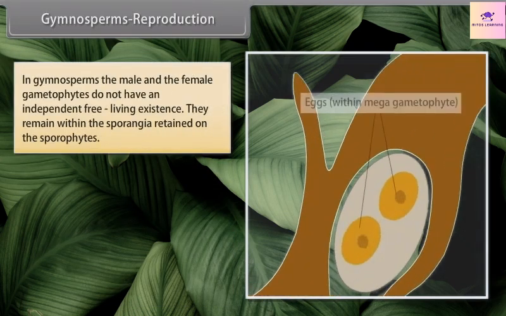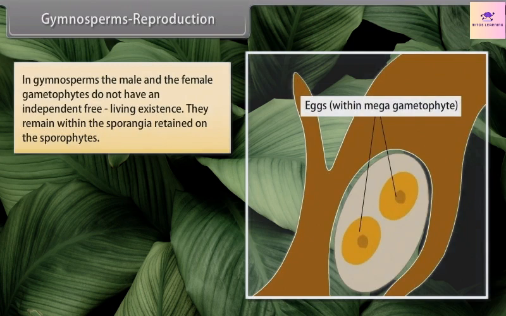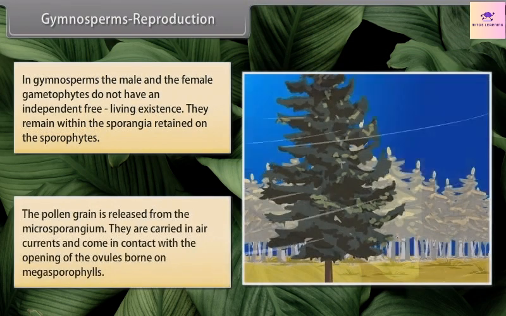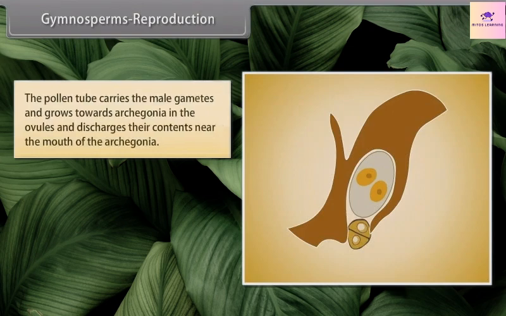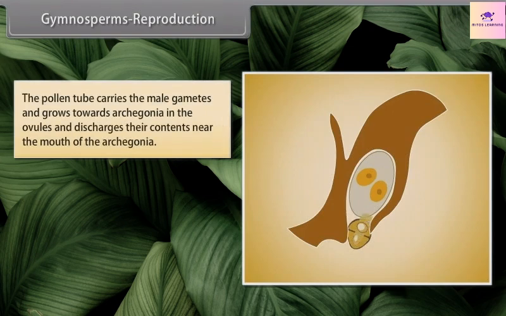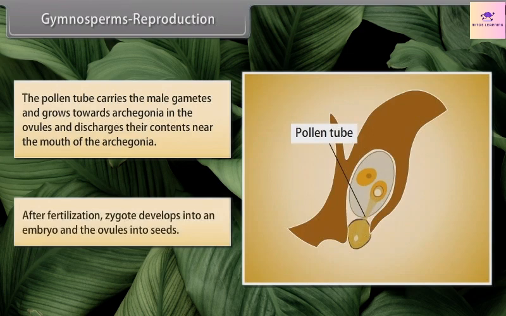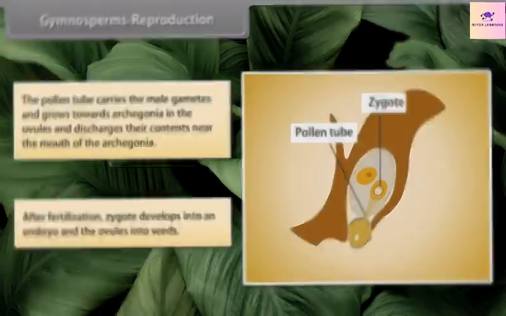In gymnosperms, the male and the female gametophytes do not have an independent free-living existence. They remain within the sporangia retained on the sporophytes. The pollen grain is released from the microsporangium. They are carried in air currents and come in contact with the opening of the ovules borne on megasporophylls. The pollen tube carries the male gametes and grows towards archegonia in the ovules and discharges their contents near the mouth of the archegonia. After fertilization, zygote develops into an embryo and the ovules into seeds.